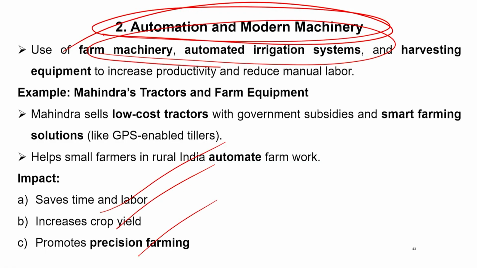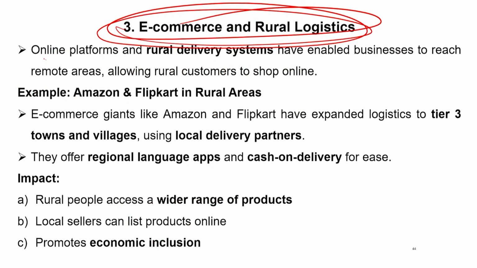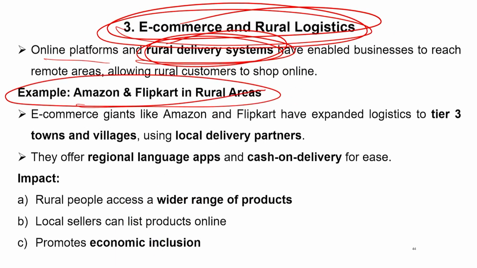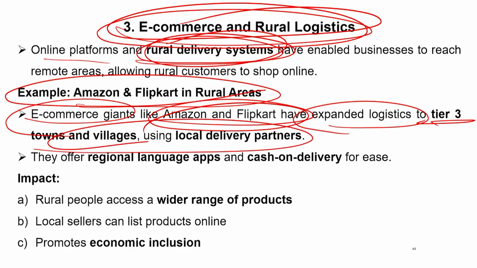So now this Mahindra, what are they doing? They are selling technology-driven tractors that make the farmers do their work easily. E-commerce and rural logistics: online platforms and rural delivery systems. Take the example of Amazon and Flipkart. They have also penetrated the rural market. They are providing products and services to the rural market. Now e-commerce players like Amazon and Flipkart are expanding logistics to tier 3 towns and villages. So rural people get access to a wider range of products, and local sellers can list and promote their products, which boosts the economy.